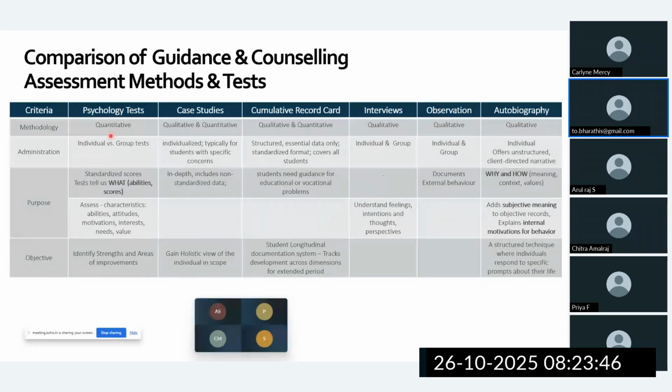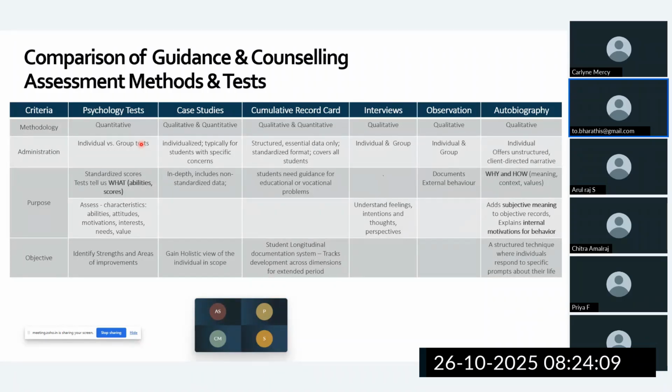So methodology, psychology. This I need to correct. It will also be qualitative to an extent, but it will still quantify. Within this range, within this rate, it can still give you a recommendation. Whereas case studies, your CRC interviews and all these things are qualitative to an extent. They will be used if they are used in tandem with these tests.